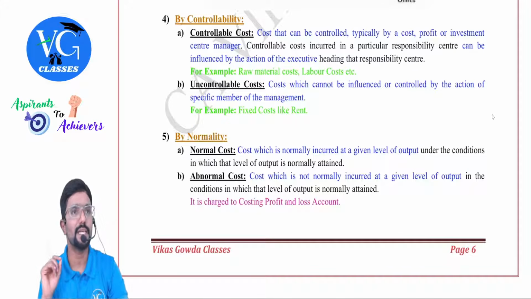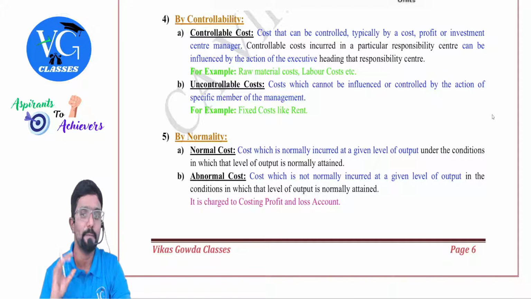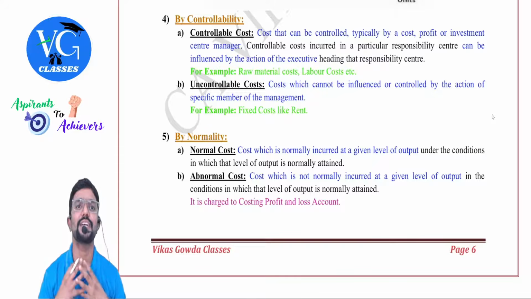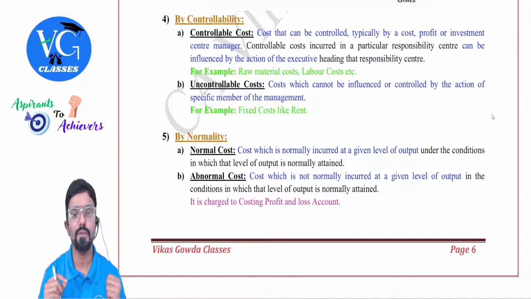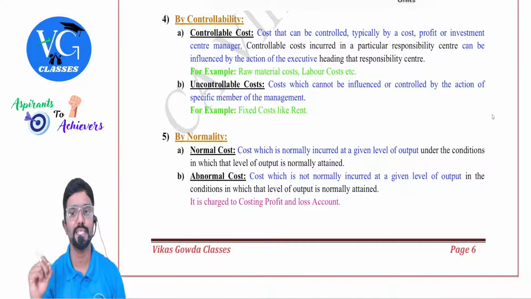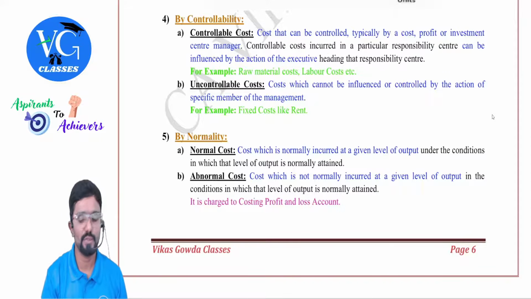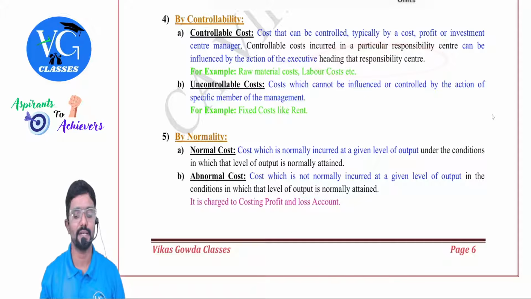Controllable cost: cost that can be controlled, typically by a cost, profit or investment center manager. It means if I can control the cost, then that cost is a controllable cost. A controllable cost incurred in a particular responsibility center can be influenced by the action of the executive, that is, the person heading the responsibility center. Example, raw material cost, labor cost.